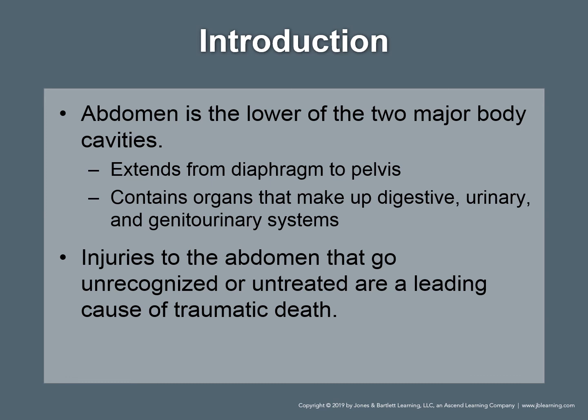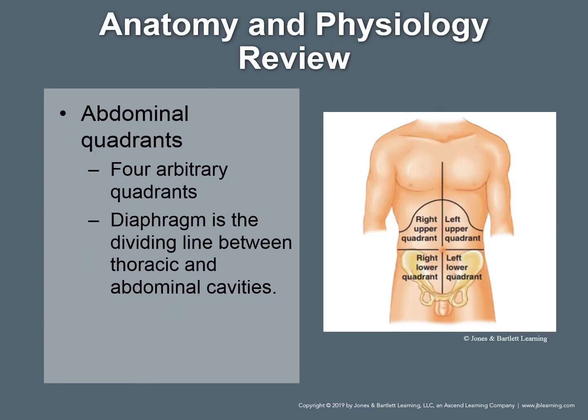So the abdomen is the lower of the two major body cavities. The upper is the thoracic cavity, and the lower is the abdominal cavity. And then the smaller cavity at the very end inside of your pelvis, that is your pelvic cavity. So your abdomen starts at your diaphragm. Remember, your diaphragm separates the abdominal and the thoracic cavities, and it contains organs that make up the digestive and urinary systems. Injuries to the abdomen that go unrecognized will lead to traumatic death, the big one being bleeding, number two being sepsis. And we'll talk a little more about that as we get into it.